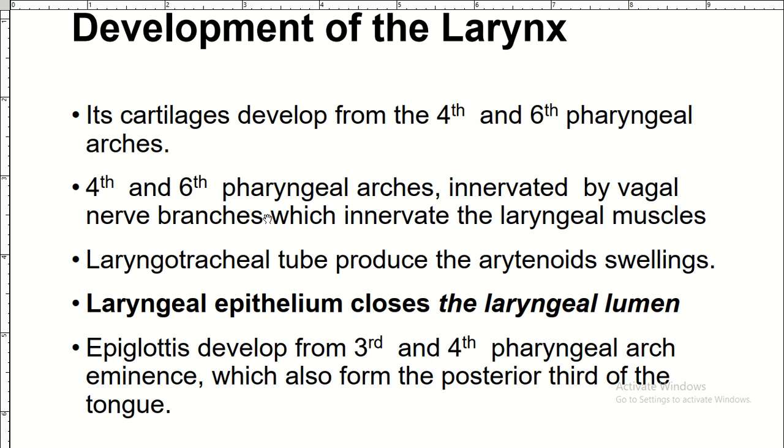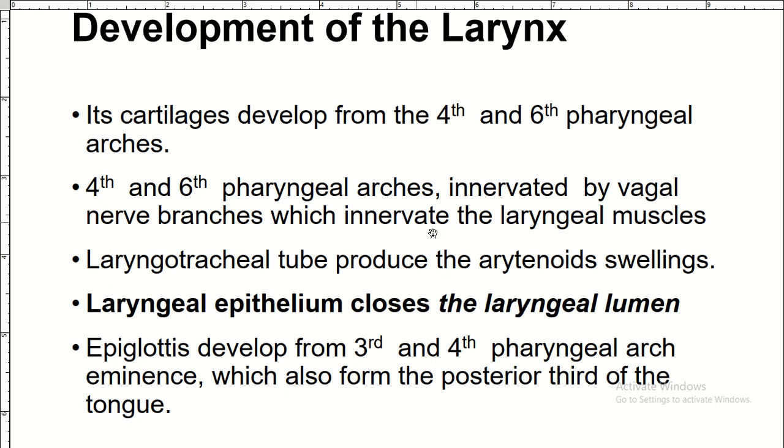Laryngeal epithelium closes the laryngeal lumen. So first of all, at early embryological development, you're going to have a closure of the lumen by the proliferation of the epithelium of the larynx, right? And you're going to later have what's called recanalization, where we canalize the laryngeal lumen in a way that we form vocal cords, right?